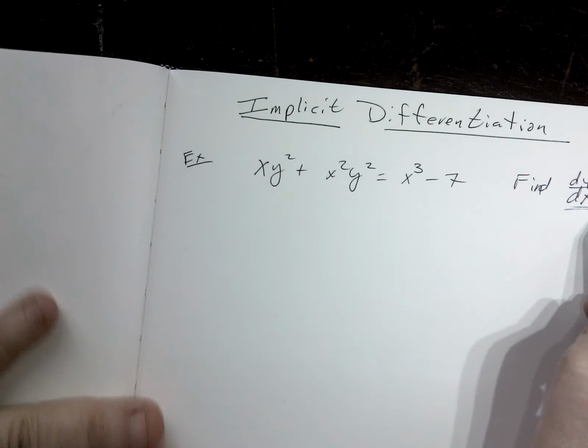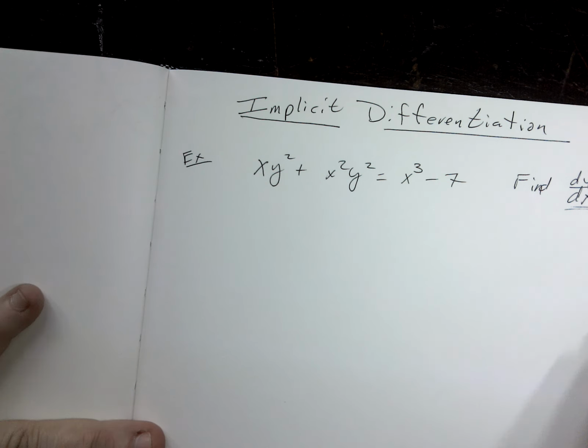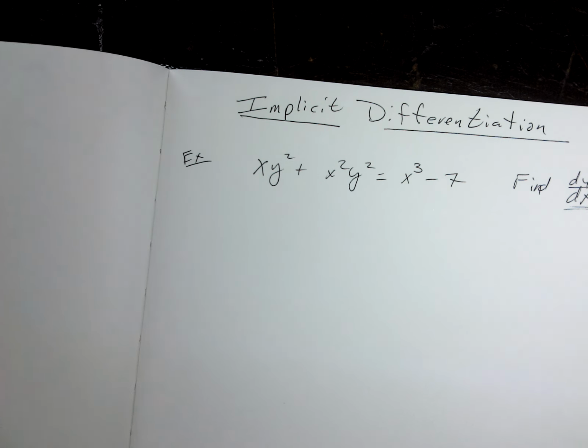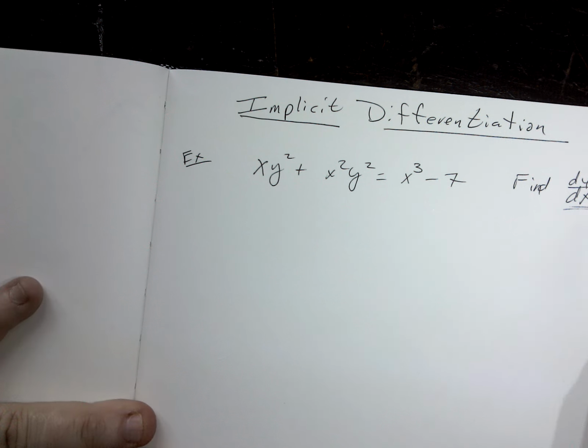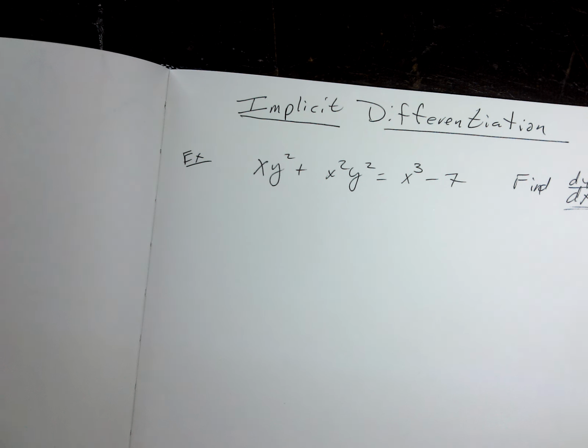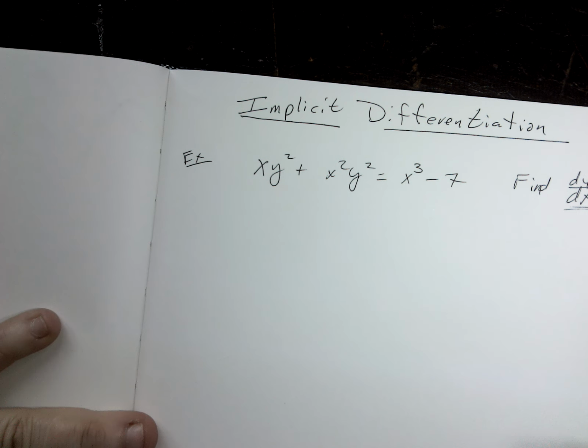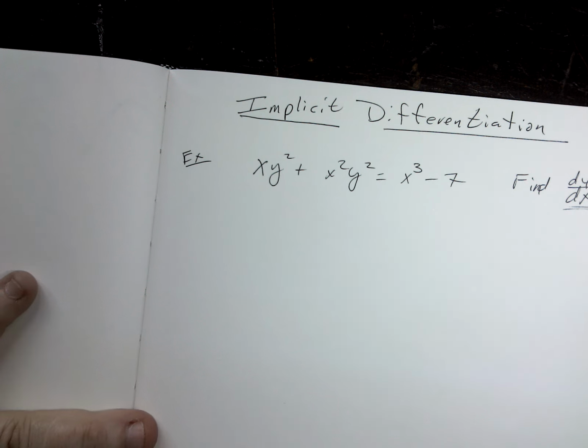Because we're taking the derivative with respect to x, what that means is we treat x as the variable. We don't know what y is, so we don't know what dy/dx is, so we need to use the chain rule and give ourselves a placeholder when we take the derivative of y with respect to x. Okay, so what do I mean by this?